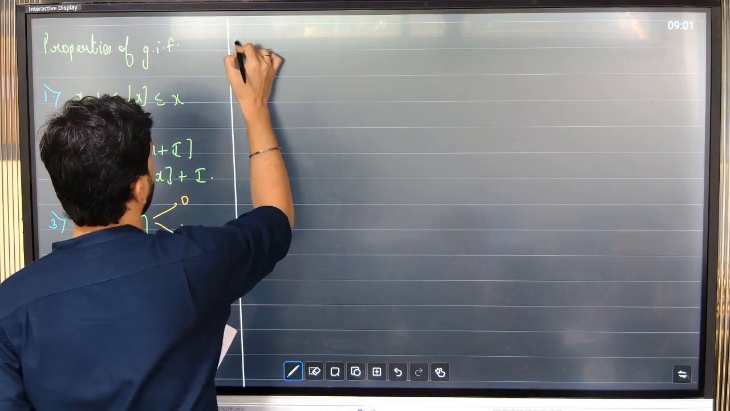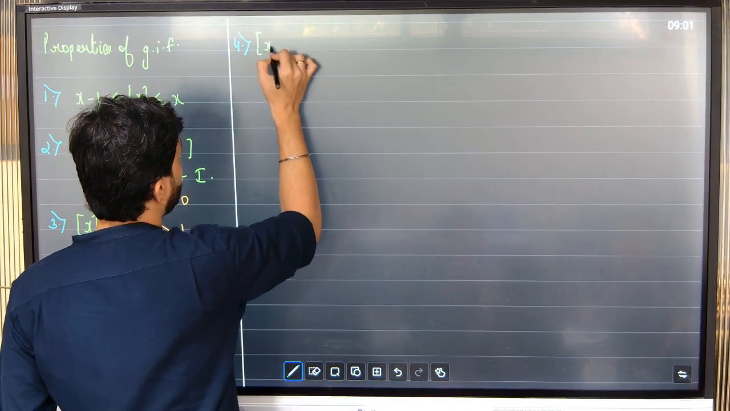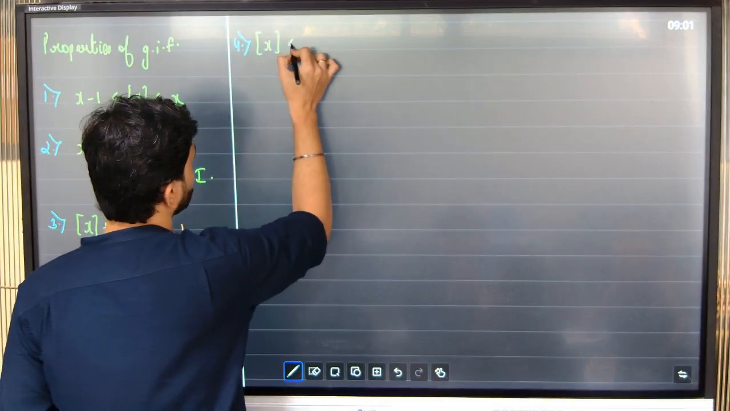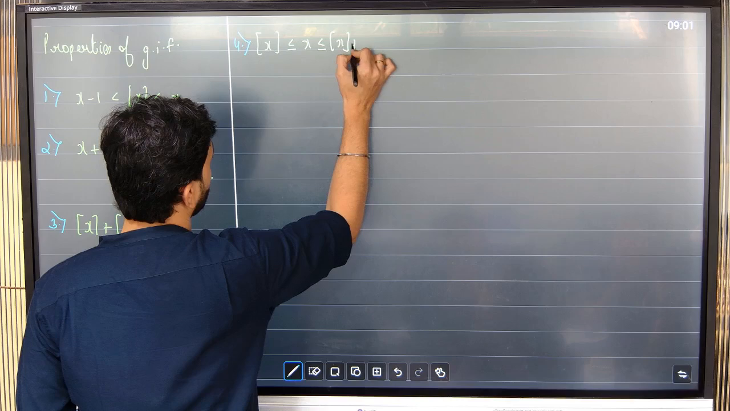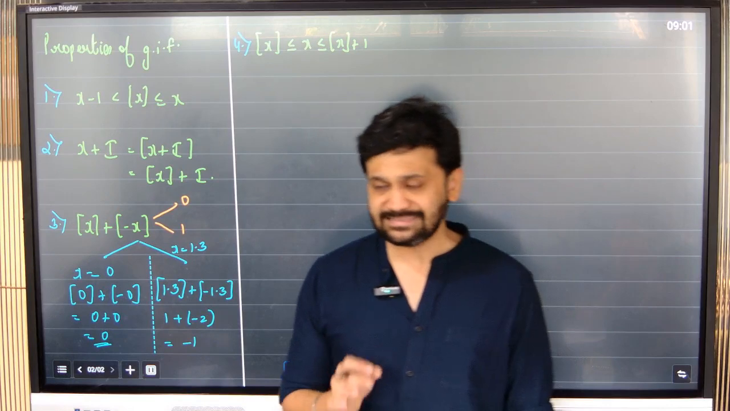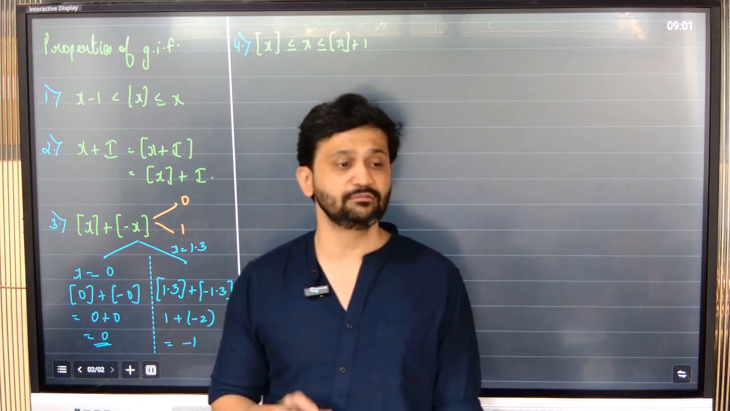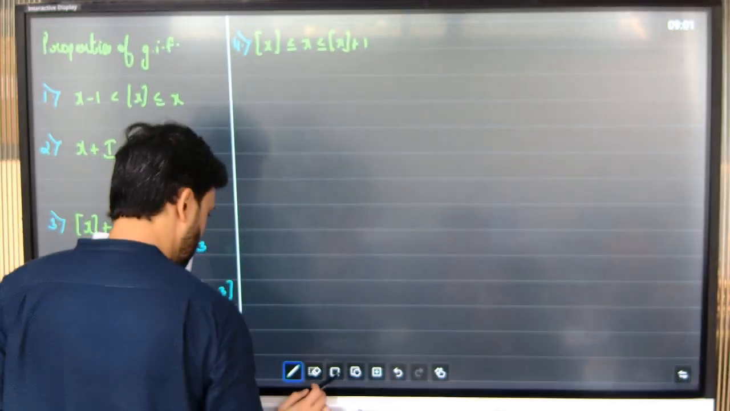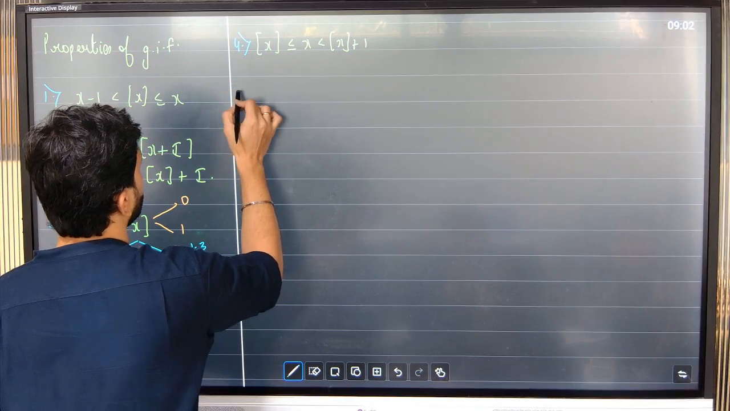Now, the fourth property. The fourth property is greatest integer function of x is less than equal to x is less than greatest integer function of x plus 1. Less than equal to should not be there, my mistake, it will be less than equal to. Next property.